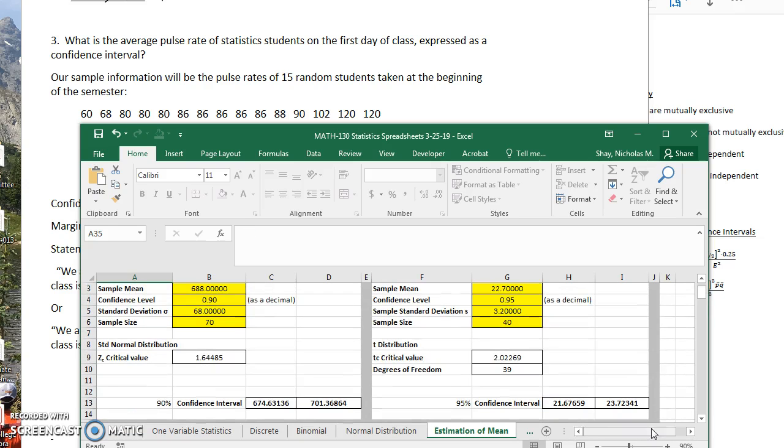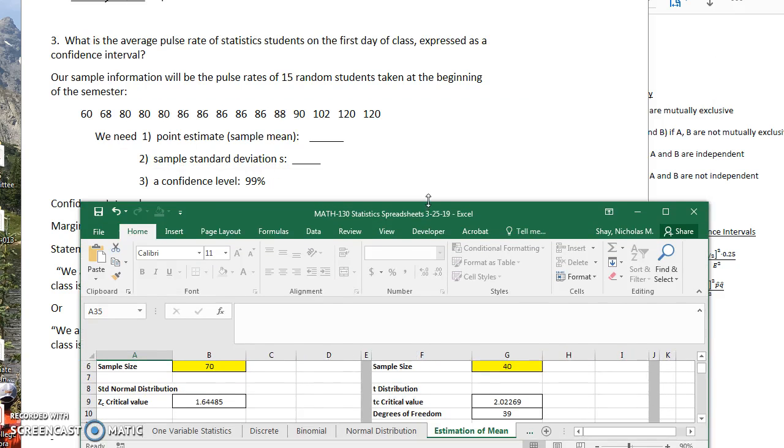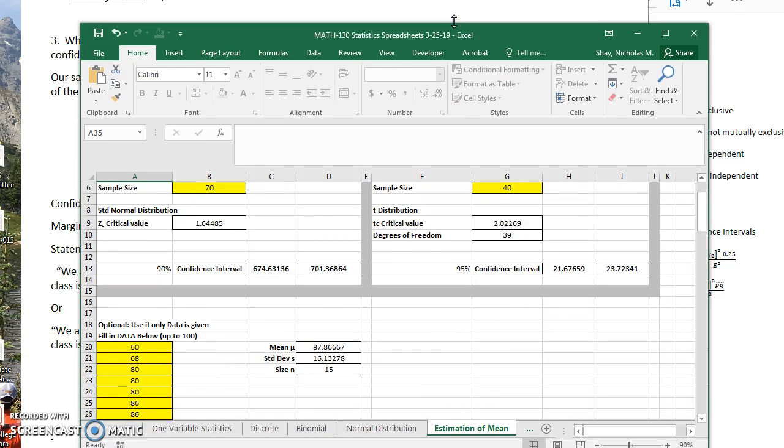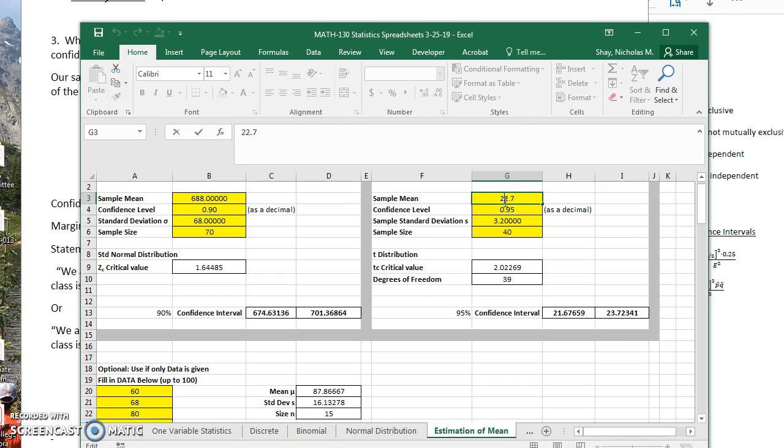All right, I go take a look, and I'm going to make this larger now. Let me just remember, we wanted a 99% confidence level here. So it tells me my sample mean is 87.87, so I'm going to put that in here. Again, we don't know the population standard deviation, so we're going to use s, not the left-hand side, because we don't know sigma. So it's going to be 87.87 with a confidence level of 0.99 and a standard deviation of 16.13, and our sample size was 15.